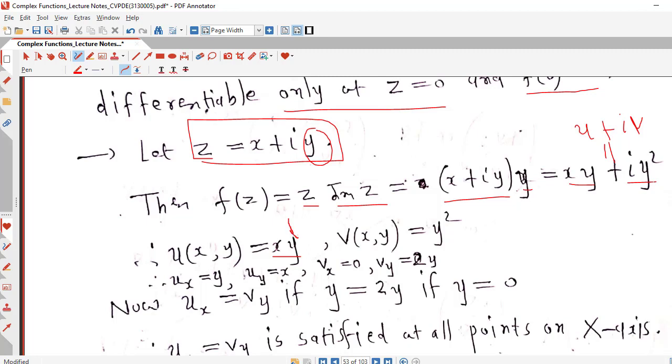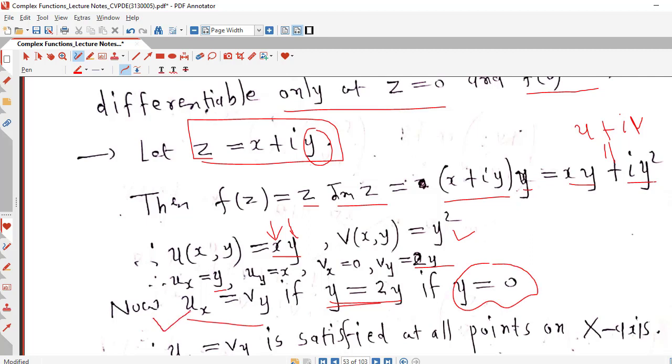Y as it is, the derivative of x is constant. Del u by del y is x, as it is, the derivative of y is 1. There is no x in v, so the partial derivative with respect to x is 0, and the partial derivative with respect to y is 2y. Again we find out at which points del u by del x and del v by del y are equal. So del u by del x is equal to del v by del y if y = 2y, and here we cannot cancel out y, so this is true if 2y - y is 0, that means if y = 0.